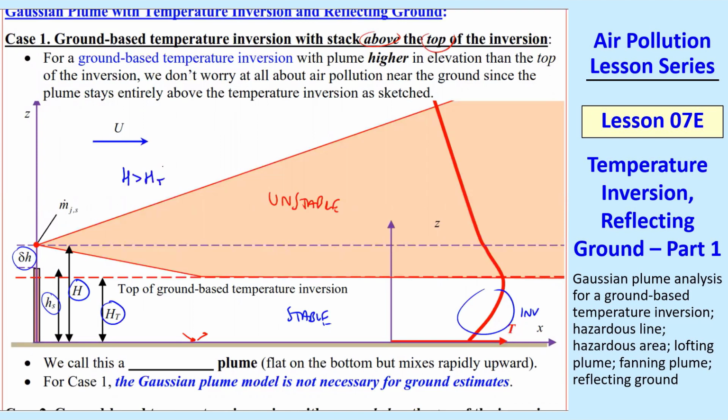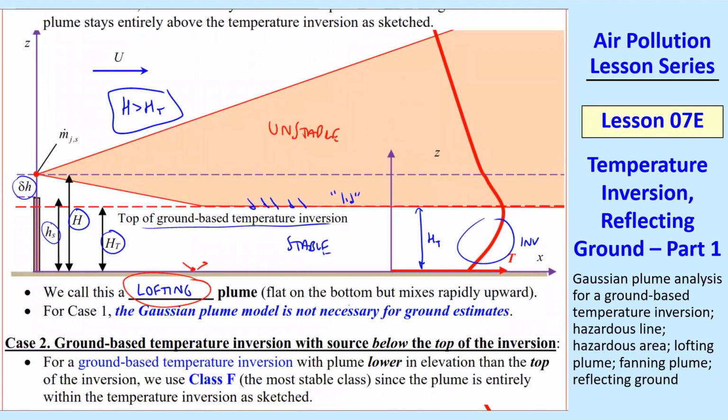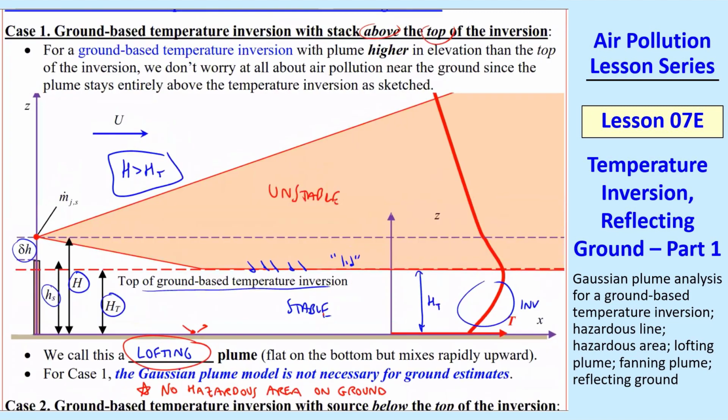So for this case we have the plume up above the top of the ground-based temperature inversion. HT is the top of this temperature inversion, and the plume therefore hits that temperature inversion. It cannot penetrate because it's like a lid, like we've talked about several times. So the plume theoretically will never hit the ground. We call this a lofting plume because it lofts up and it's flat on the bottom. And it turns out that there's no need to calculate anything because this plume never hits the ground. So this is a trivial case like it was before with the absorbing case.